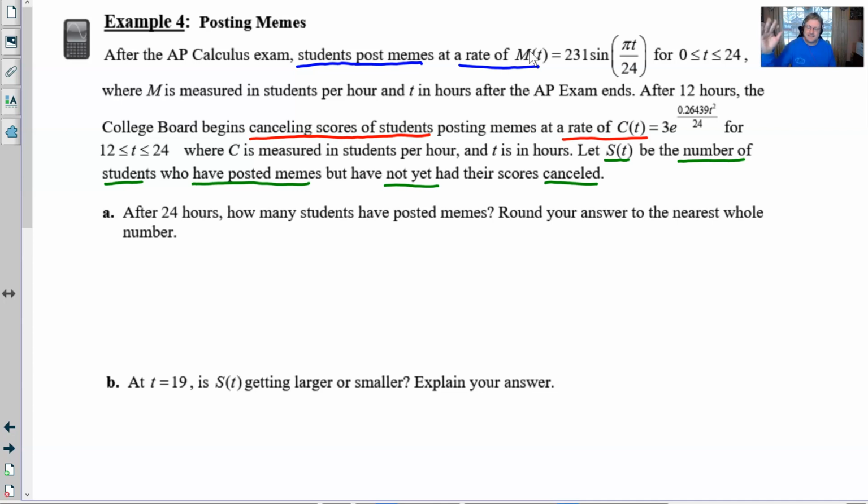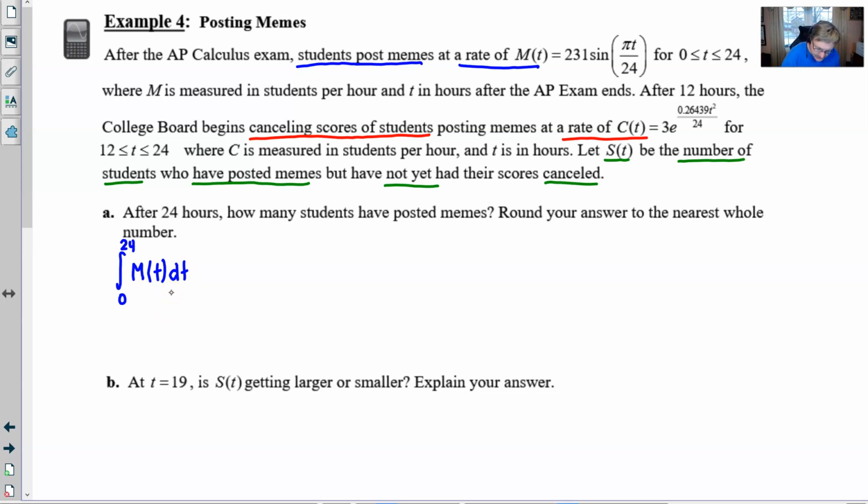You integrate the rate. So for the total number of memes, which I don't really have a variable for, I'll just dive right in and say, okay, after 24 hours, I know that from time 0 to time 24, when I integrate m, the rate of memes, in students per hour, when that's multiplied by this dt, which is hours, I would get just students as my label, and that's what I'm going to have in this particular problem.